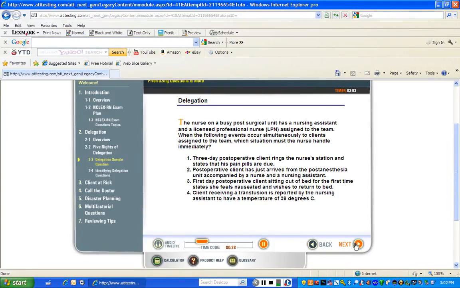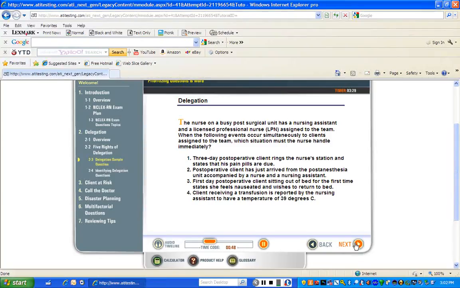Let's identify the critical elements. The key words are simultaneously and immediately. The client is the client who requires the nurse's immediate attention. The issue is which situation must the nurse handle without delegating. The type of stem is a true response stem. Now we can start to look at and eliminate distractors.